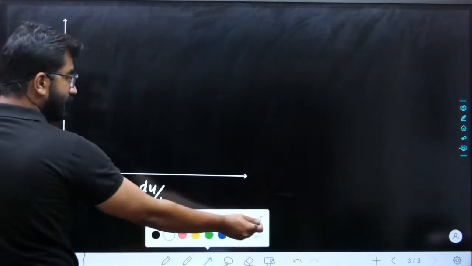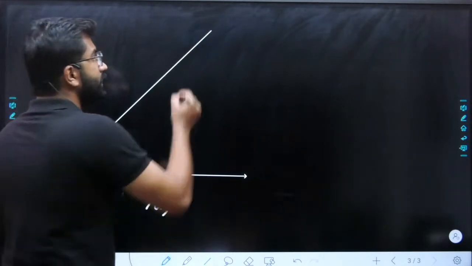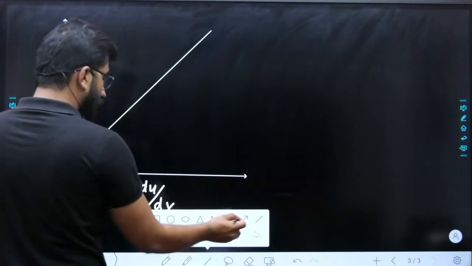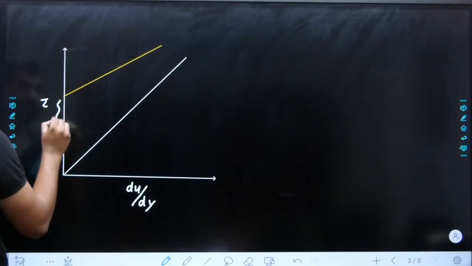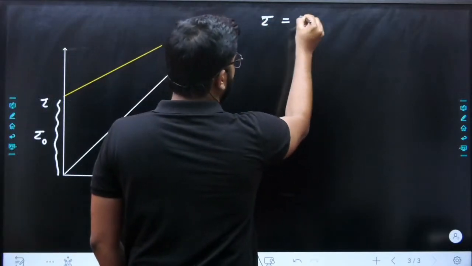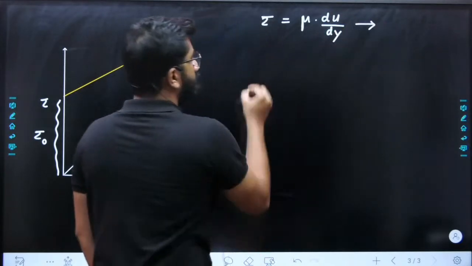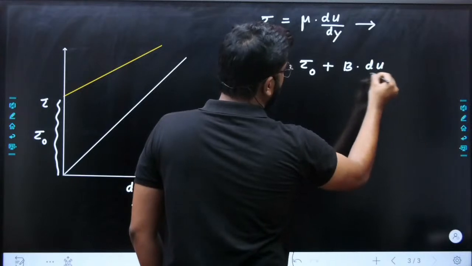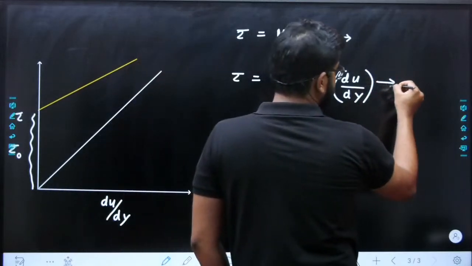Now, if the relation between tau and du by dy is linear, then it is a Newtonian fluid. I'm not writing it; I hope you know already. Now, this is your Bingham plastic. This length we can say is tau naught. So generally what is the Newtonian fluid equation? Tau is equal to mu into du by dy. This is for Newtonian fluid. Tau is equal to tau naught plus b into du by dy, or you can say it is mu also, no problem. So this is the equation for Bingham plastics or Bingham fluids.